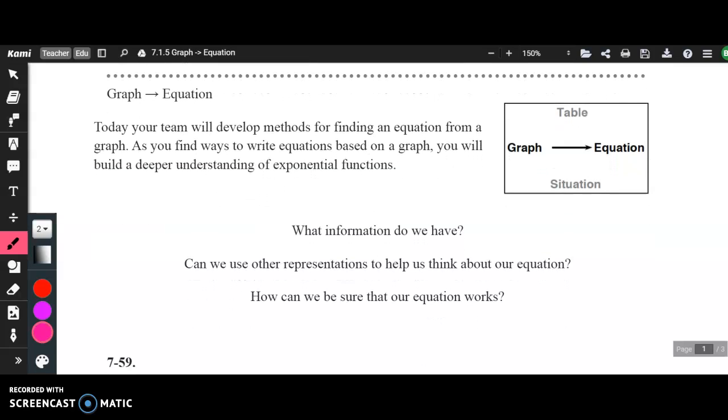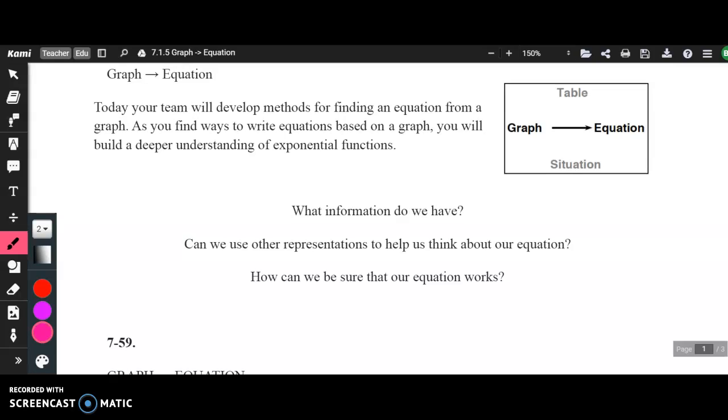When you're working through these, think of these three questions. 1. What information do we have? 2. Can we use other representations to help us think about our equation? And 3. How can we be sure that our equation works?